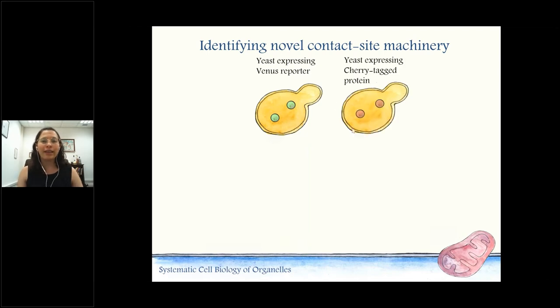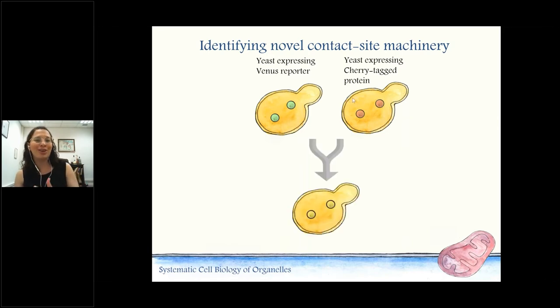And we can take another yeast strain that has a cherry-tagged protein. And then we can look for colocalization between the cherry-tagged protein and our reporters. And if we see that this protein is co-localizing with our reporter, we can say that it is a contact site resident and it is found in the contact site. So this is basically the approach that we decided to use.